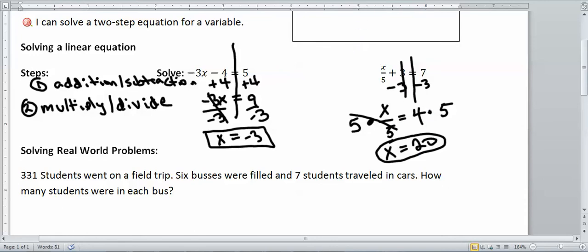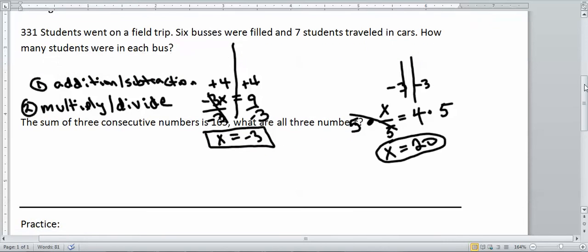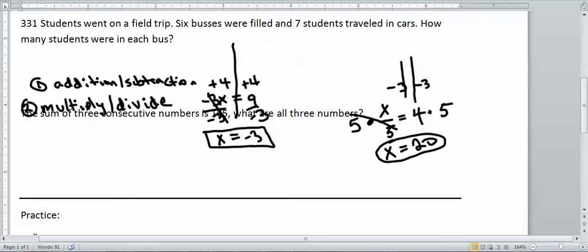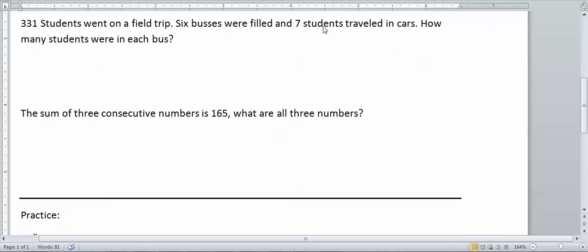Aside from two-step equations, you're going to have to be able to form actual equations from word problems. And these are some two-step type problems that you'll be experiencing. Okay, so for the first one here, we got 331 students went on a field trip. 6 buses were filled and 7 students traveled in cars. So the key note here is that the buses were filled up. That means that the maximum number of students were in each bus.